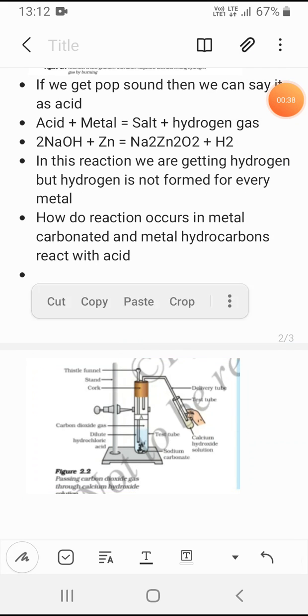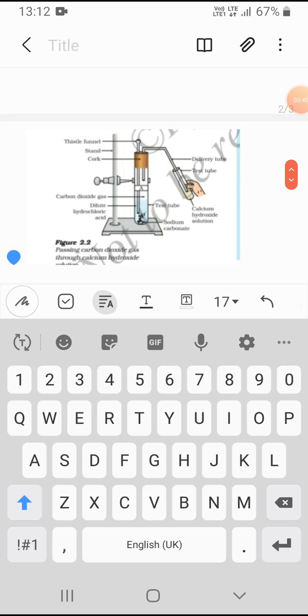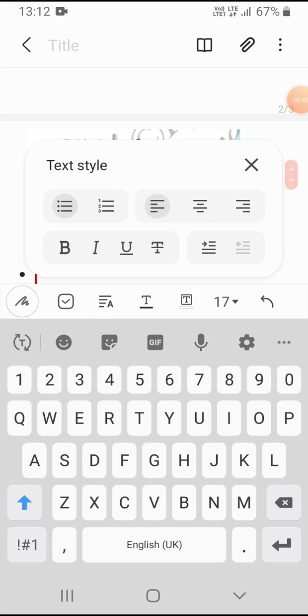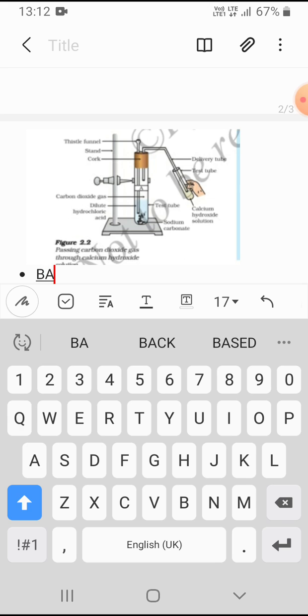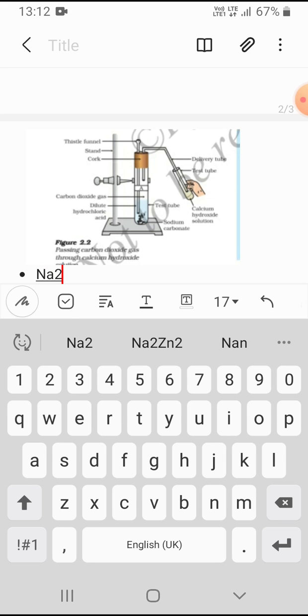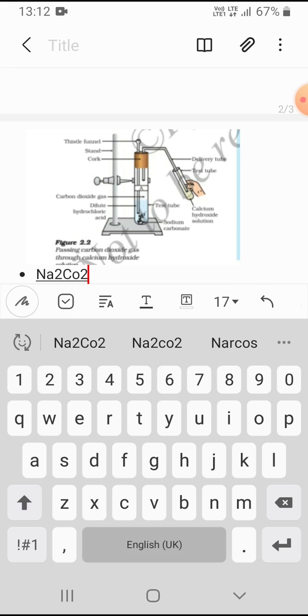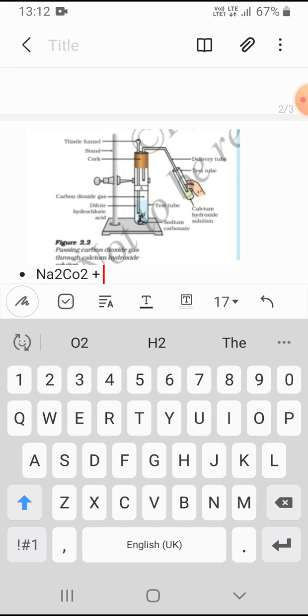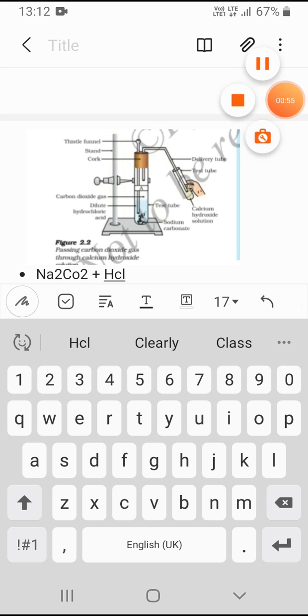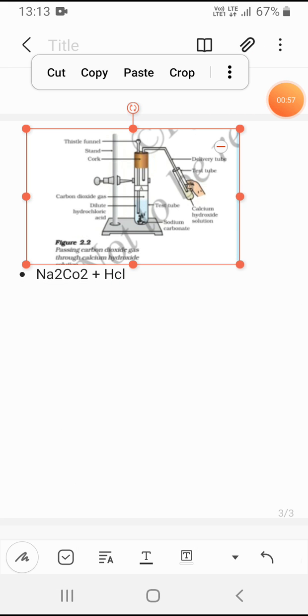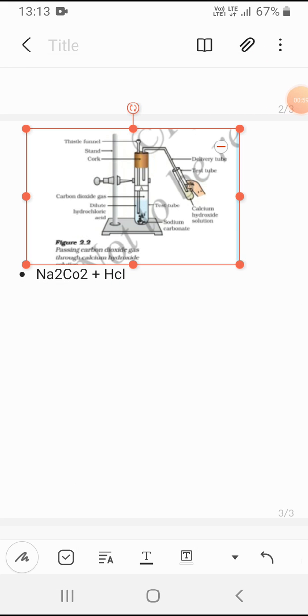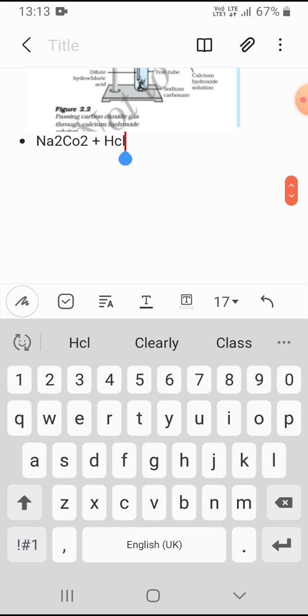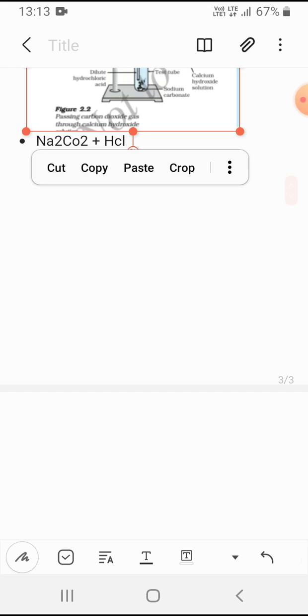This is the reaction. The first test tube contains Na2CO3 plus HCl. It contains hydrochloric acid, HCl, plus 2 HCl.